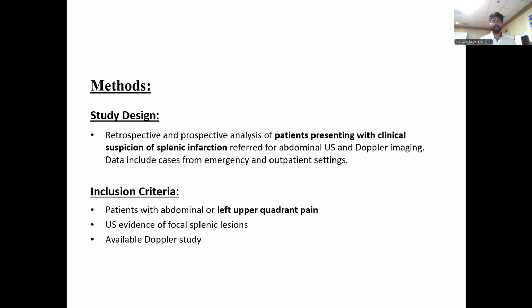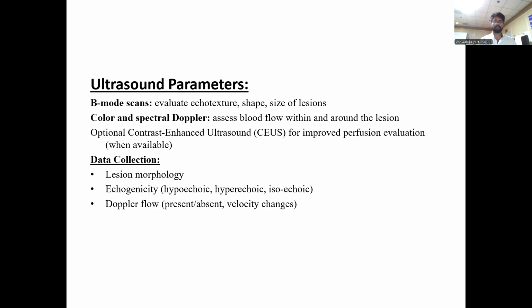Inclusion criteria: patients with abdominal pain or pain in the left upper quadrant, ultrasound evidence of any focal splenic lesions, and an available Doppler study. The ultrasound parameters: in B mode scans, we will be evaluating the echo texture, shape, and size of the lesion. Color and spectral Doppler assess the blood flow within and around the lesion, and contrast-enhanced ultrasound is used for improved perfusion evaluation when available.